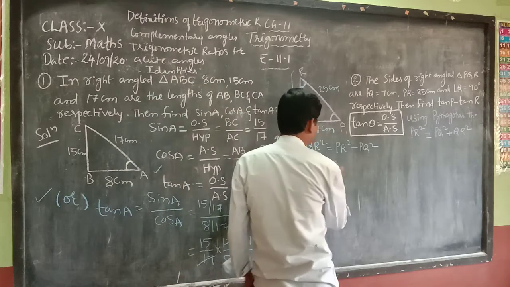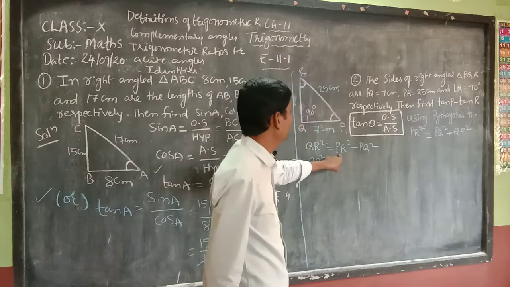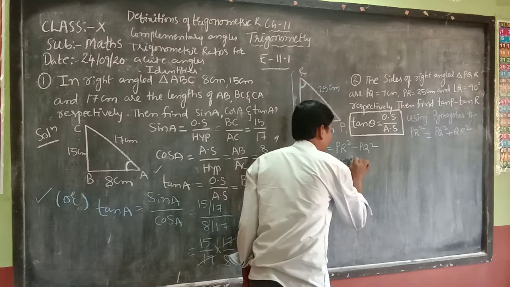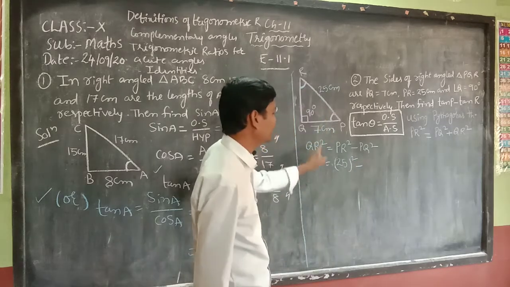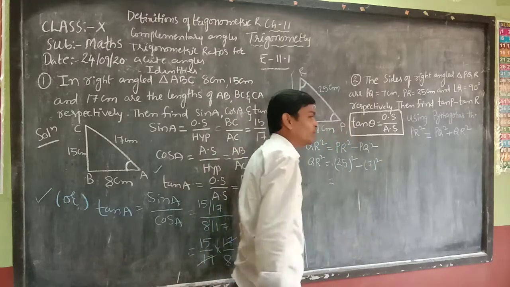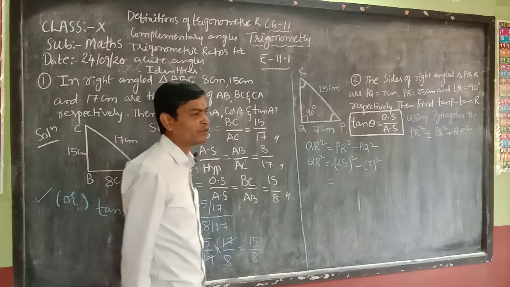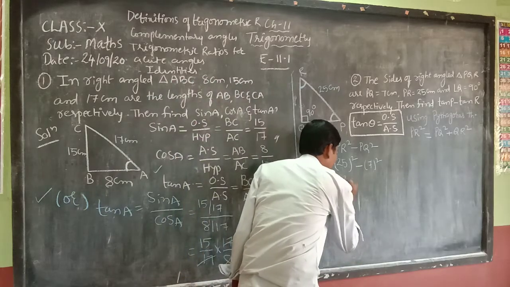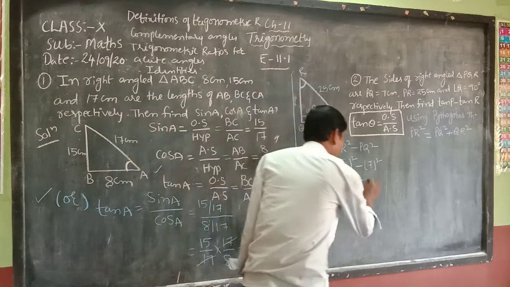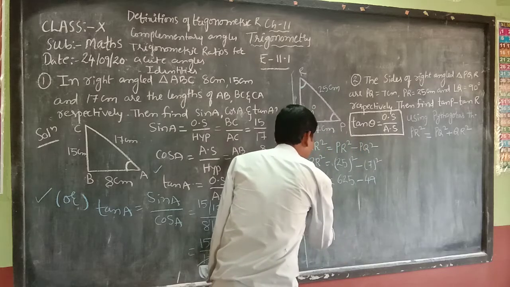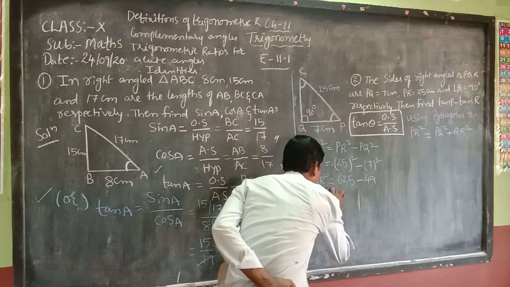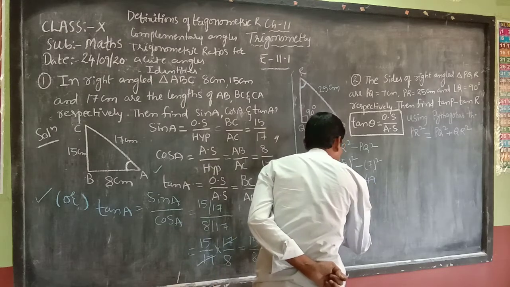Now, QR square is equal to, what is the value of PR? 25. So 25 whole square minus, what is the value of PQ here? 7 square. The value of 25 square is how much? 25 into 25, 625, minus 7 square is 49. Now QR square is equal to 625 minus 49, how much is it?